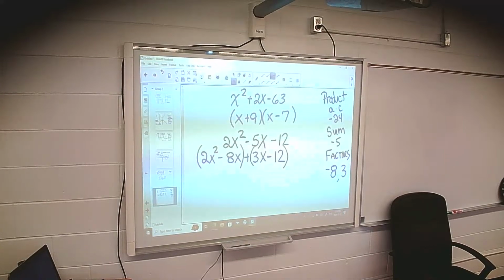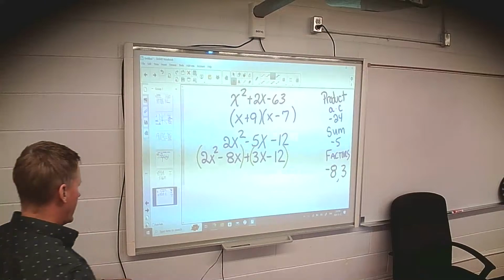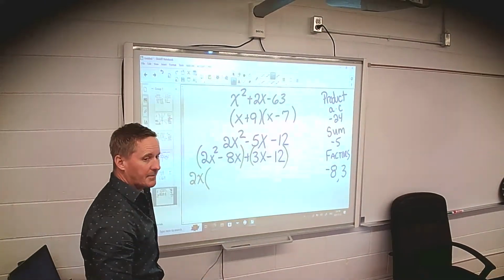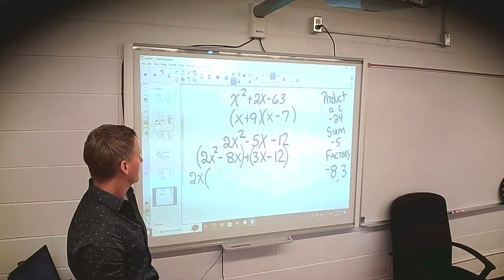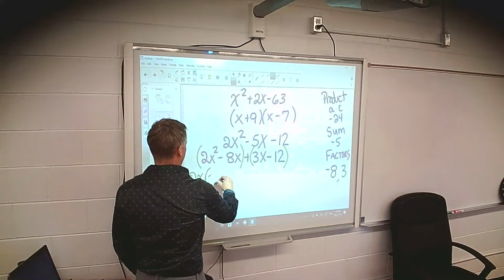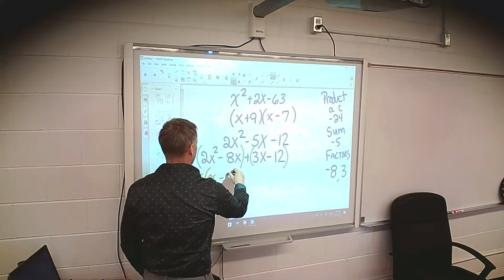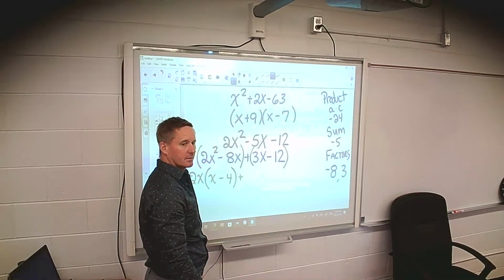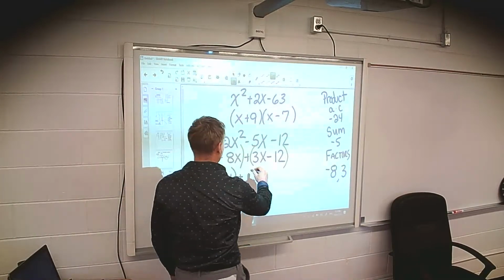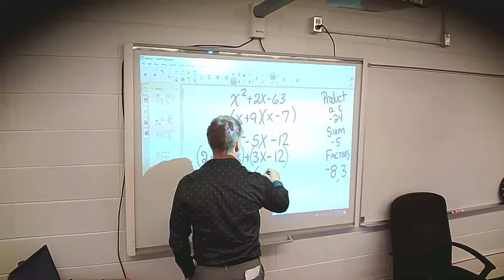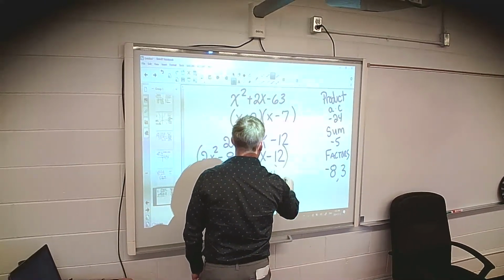So what is the greatest common factor between 2x squared and minus 8x? 2x. So I'm going to take the 2x out. I'm going to factor it out, divide it out. So what does that leave me with? X, subtract 4. Okay? Plus. How about over there? Greatest common factor? 3. Take it away from there, factor it out. X subtract 4.